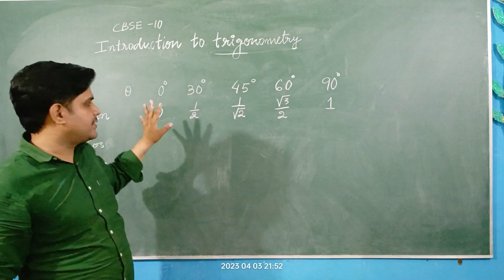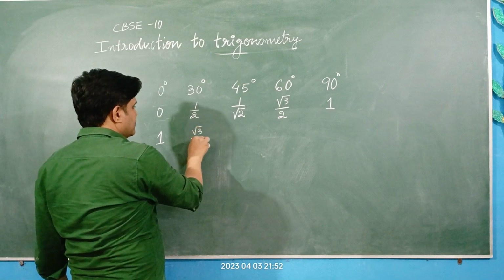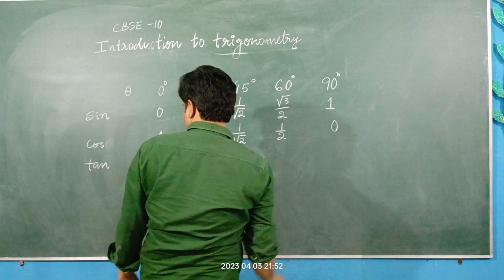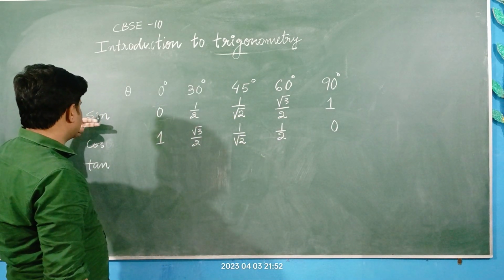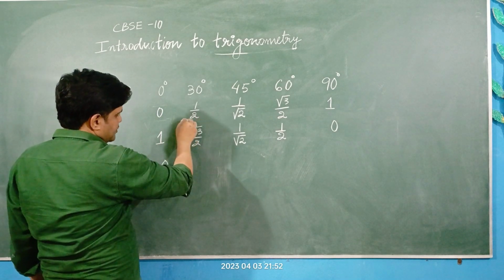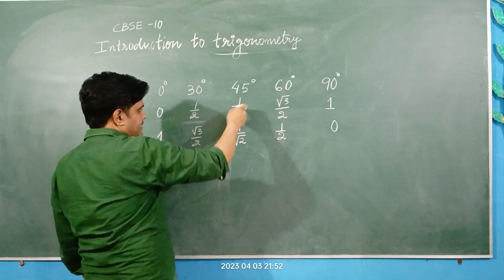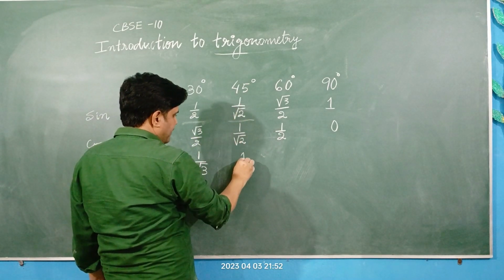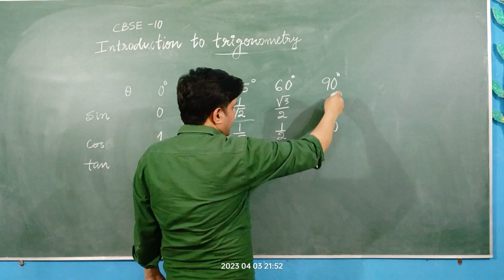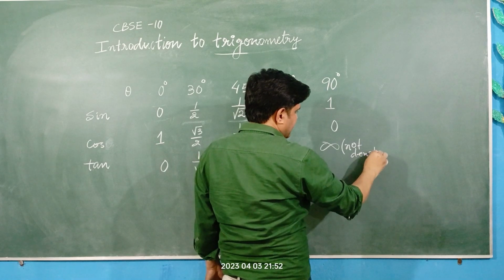Now, for cos, you just need to reverse it. Put it in the reverse order. So cos 0 becomes 1, then root 3 by 2, in the middle it remains the same, 1 by root 2, then 1 by 2, and this becomes 0. And if we have to find out the tan, we can take the ratio of sine and cos, because these are the quotient relations. 0 upon 1 is 0. Then 1 by 2 over root 3 by 2 gives 1 upon root 3. Then the ratio gives 1. Then root 3. And at 90 it's 1 upon 0, it's infinity, or we can call it not defined. We do not have any value of tan theta at 90 degrees.